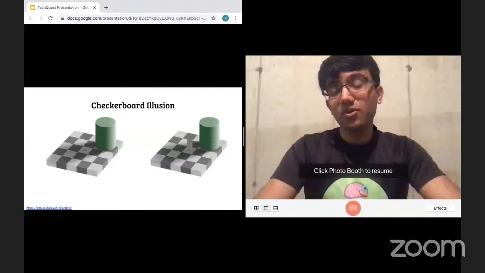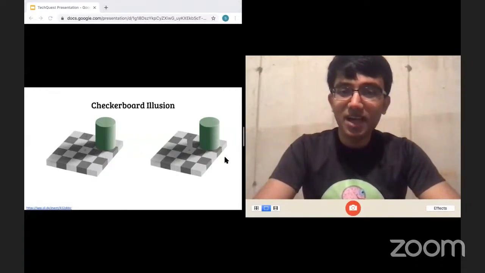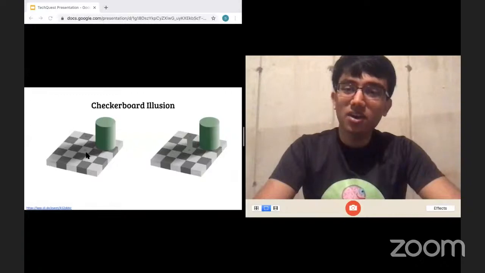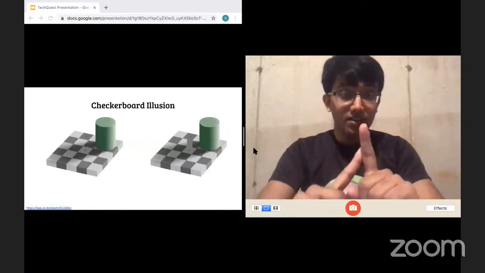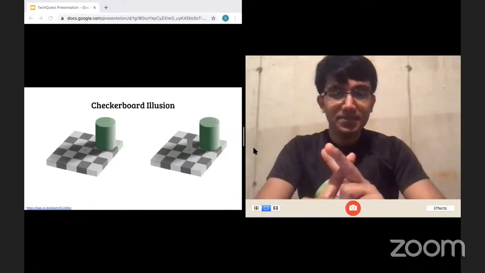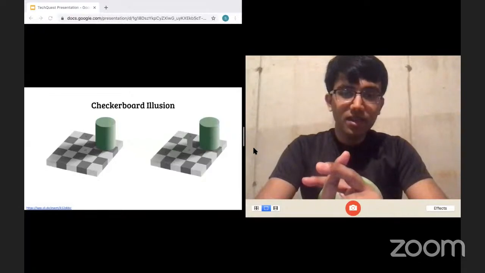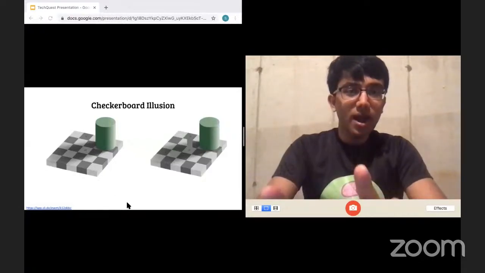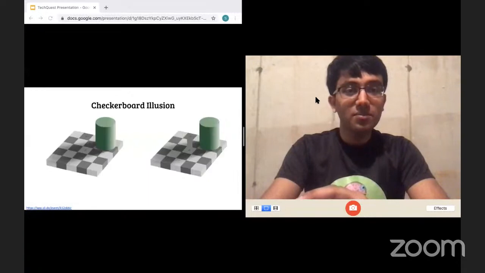Yeah, it's the same color. Anyone have any ideas why might this happen? Why we see A to be darker than B? Shadow? Number one answer, that's shadow. There's a second answer too. Reflection, close. I'll give you a hint. Look at the squares around A and around B. What's the difference between them? Think of the light bulb in the dark versus the light bulb in the light.